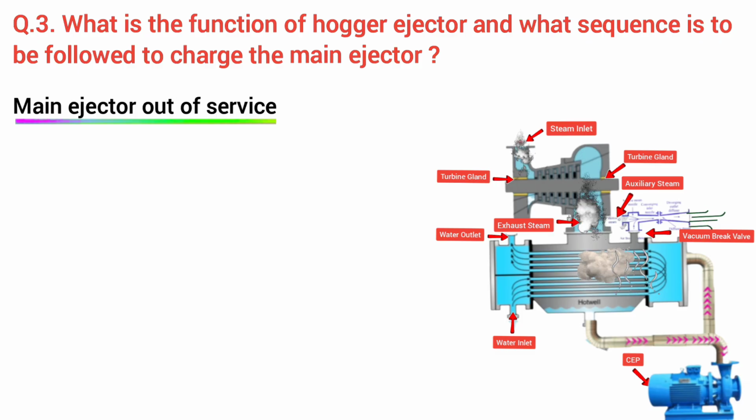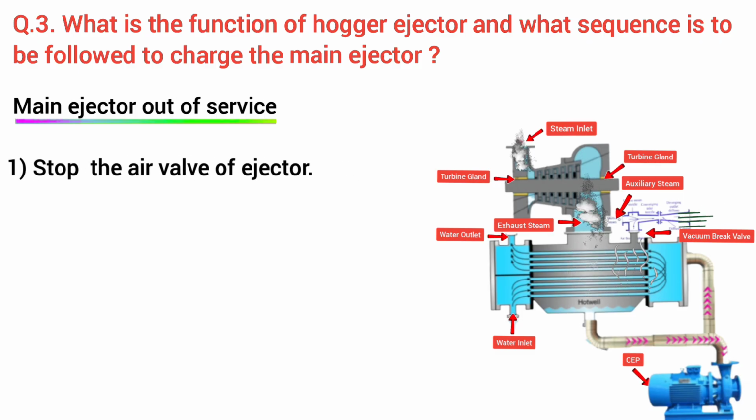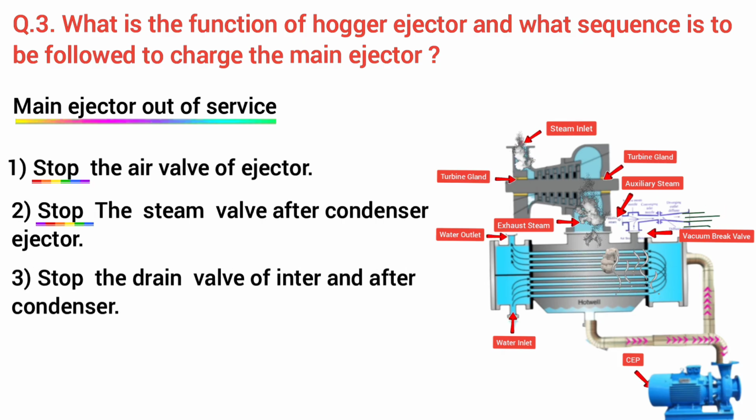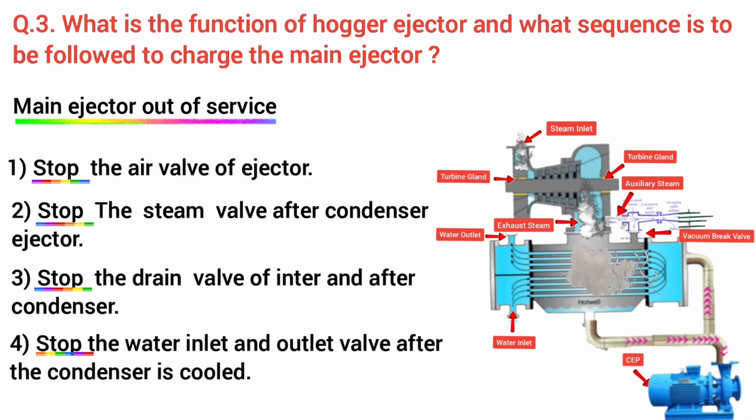Main ejector out of service. 1. Stop the air valve of the ejector. 2. Stop the steam valve of the after-condenser ejector. 3. Stop the drain valve of the inter and after condenser. 4. Stop the water inlet and outlet valves after the condenser is cooled.